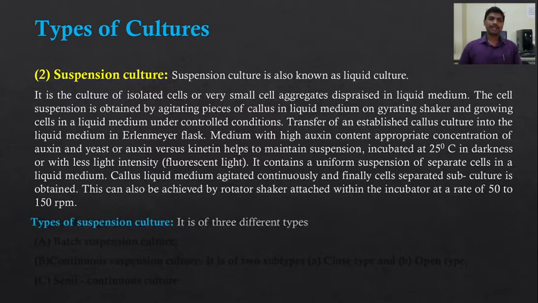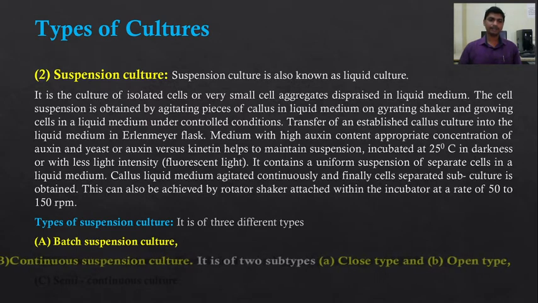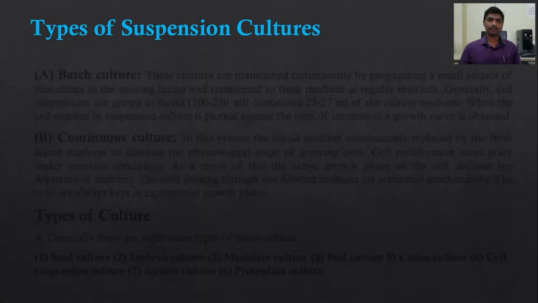Now the types of suspension culture. Suspension culture is where isolated cells or small cell aggregates are dispersed in liquid medium. There are three types of suspension culture. First is the batch suspension culture. Second, continuous suspension culture, which is of two types, closed type and open type. And third is the semi-continuous culture. So these are the types of suspension culture: batch culture, continuous culture and semi-continuous culture. The continuous suspension culture is further divided into two subtypes, closed type and open type. Now one by one we are going to study these.